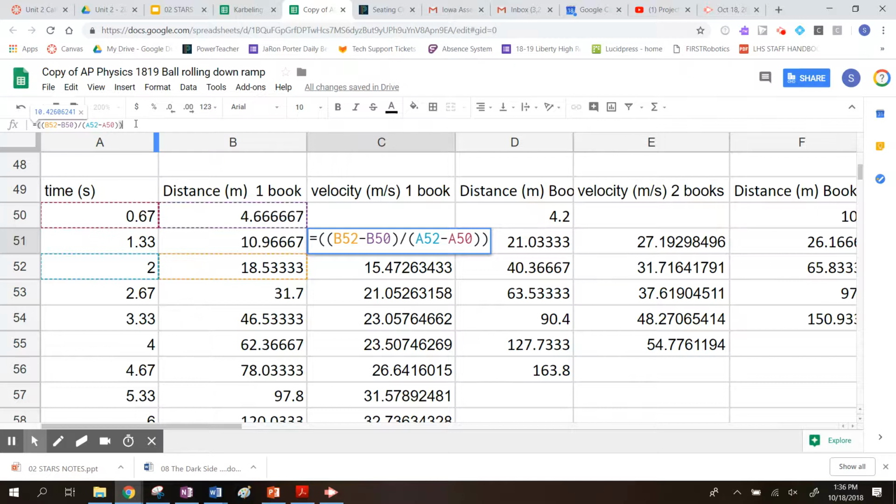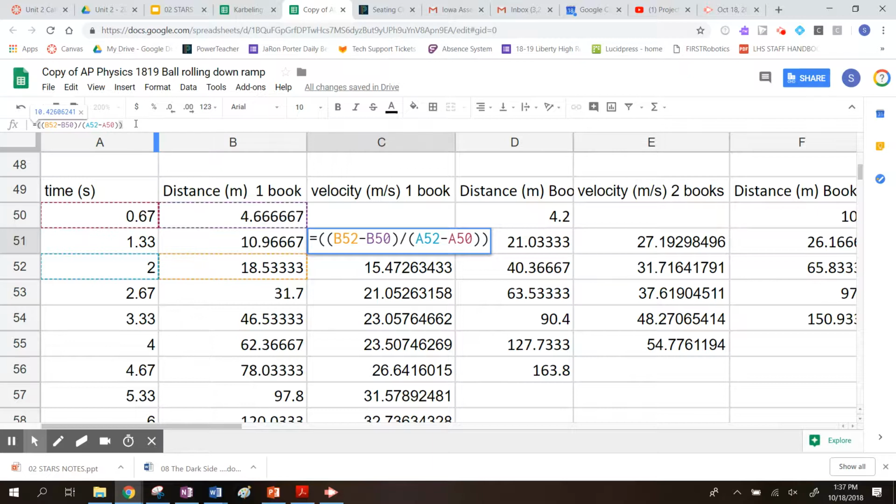What I was doing is I was taking B51 minus B50 over A51 minus A50. And then I did B52 minus B51 over A52 minus A51. And you found the average of those two? No, that was my velocity. So instead of taking the two on either side, she just did the one after it.